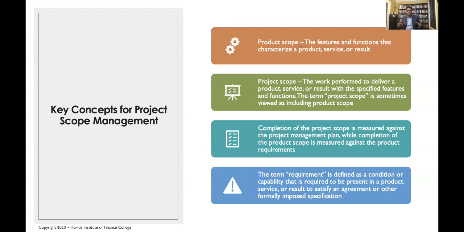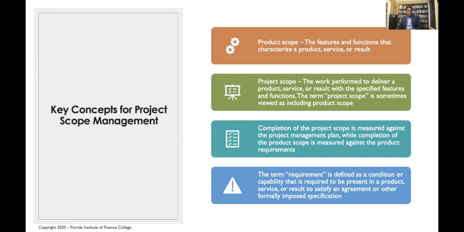There's a difference between project and product. A project has limited time, a beginning and an end, and it's unique, and it also produces some form of service or product. A product, on the other hand, has everything except that it's not unique. So when you talk about product scope, these are the features and functions that characterize a product, a service, or a result.